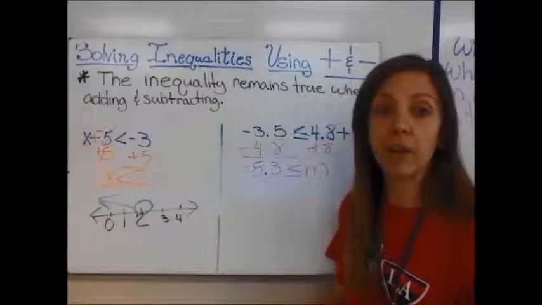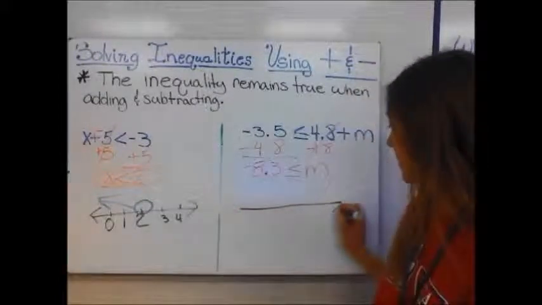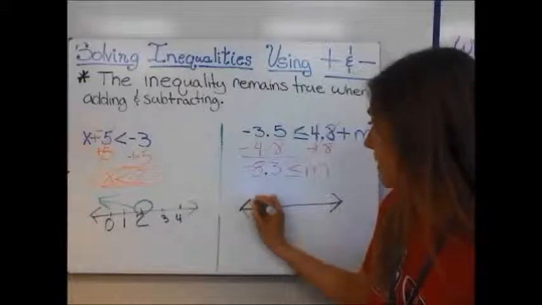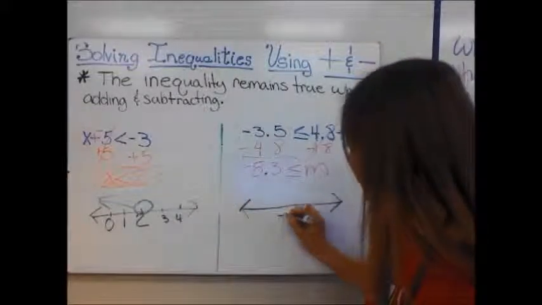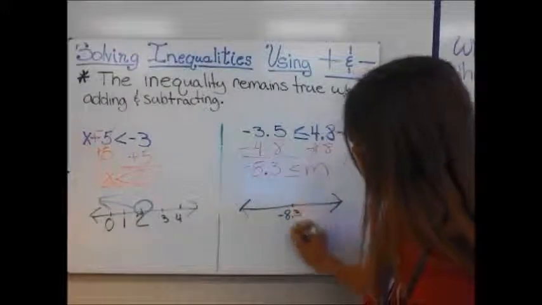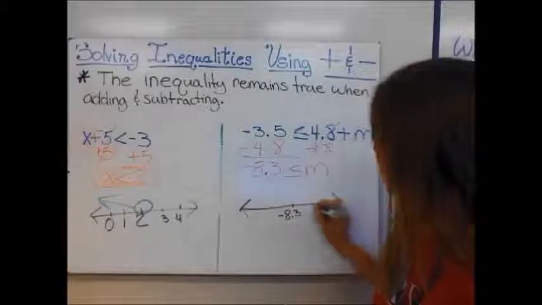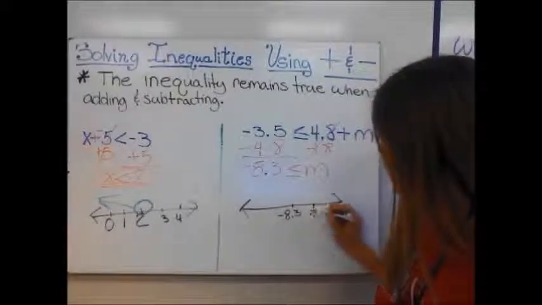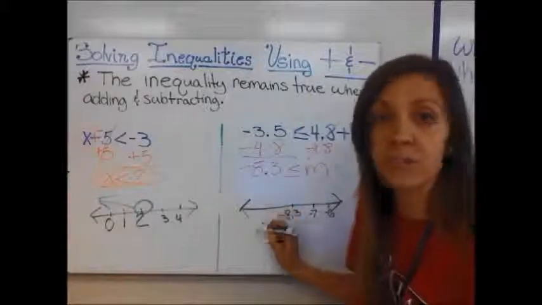Now, I'm going to graph this. I'm going to draw my number line. I'm going to put negative 8 3/10 on the number line. And to the right, I'm going to draw numbers that are greater than negative 8 3/10. And to the left, numbers that are less.